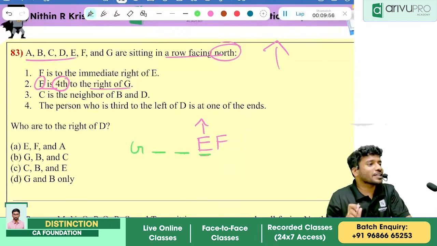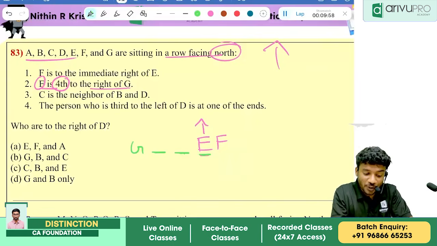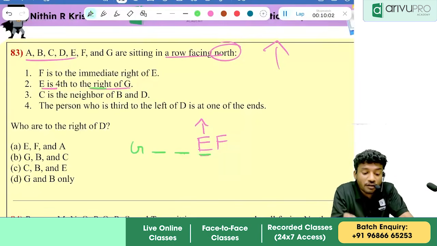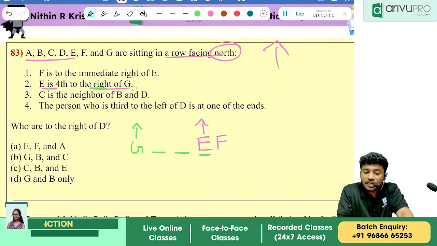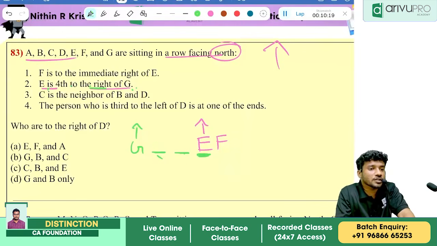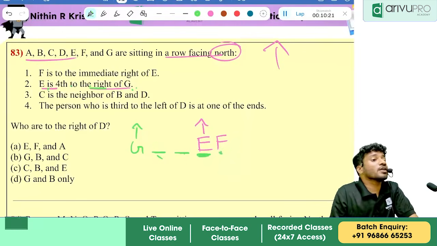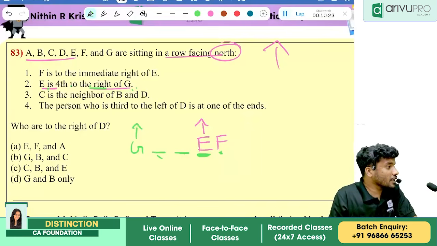Why is it not correct? Condition is what? E is 4 to the right of G. People, if you look here, E is 4 to the right of G. That means how many people are there in between them? 2 people are only there in between them. Where is the third person? I was talking with respect to F. You fell for that?